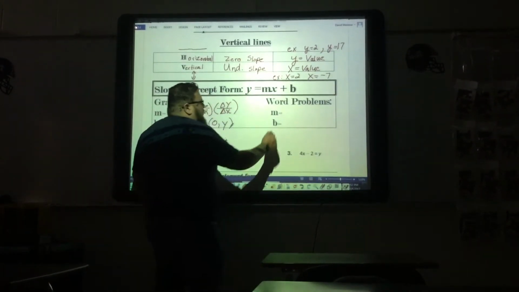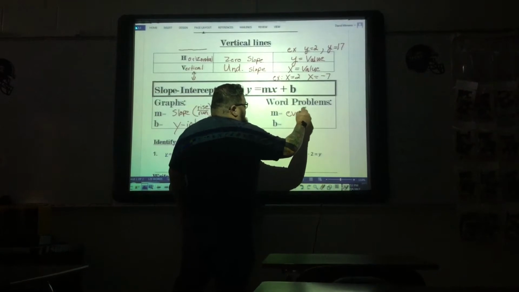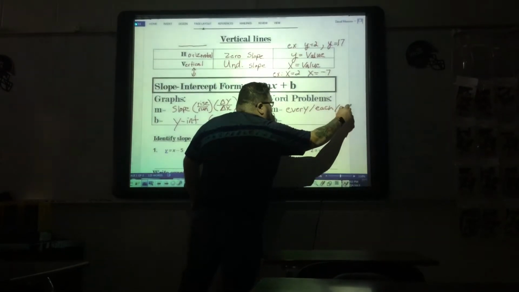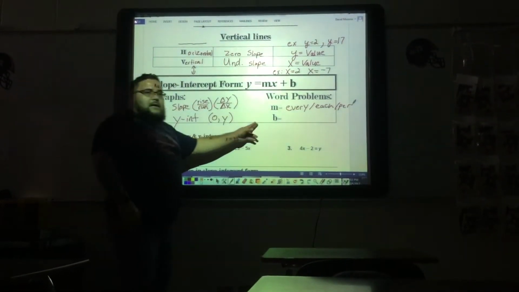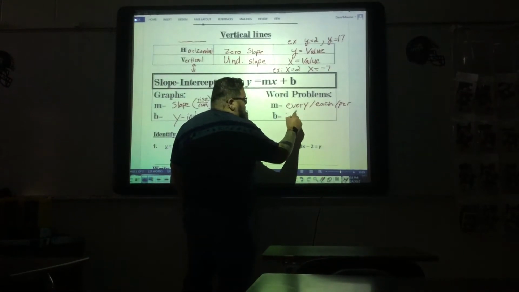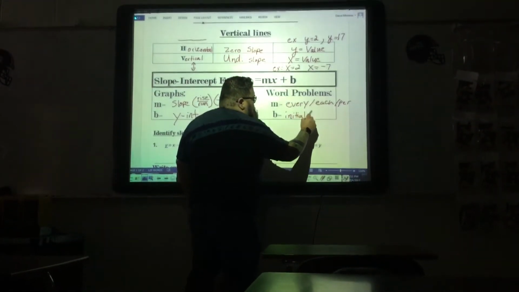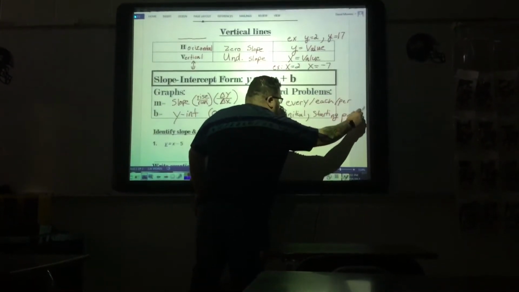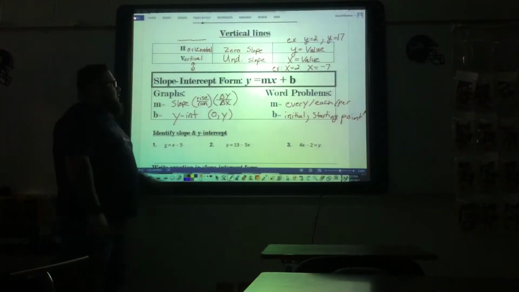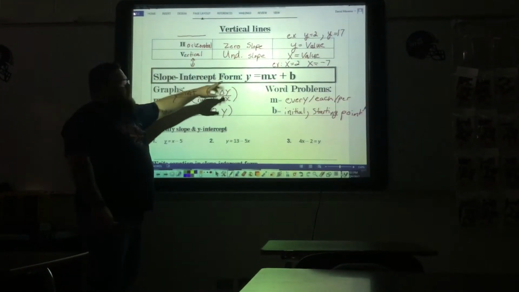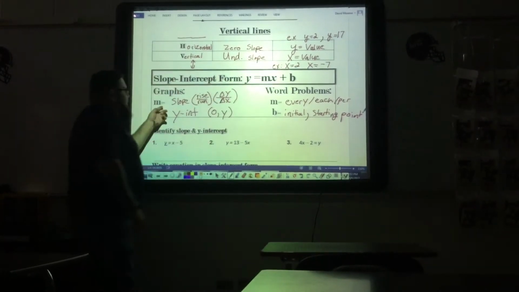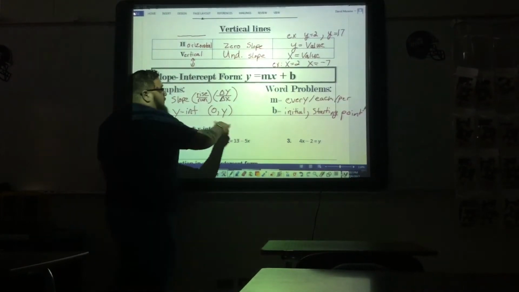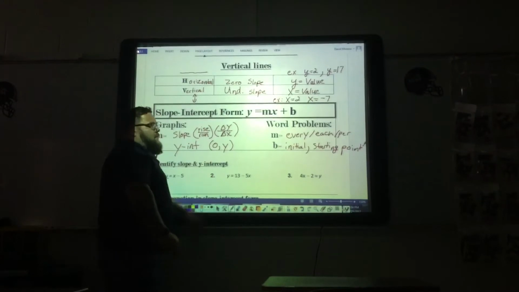Whenever you have your slope, you're going to see words like every, each, or per. These are some words you're going to see in word problems. For b, you're going to see words like initial or starting point. So in word problems, those are some that you're going to see. This is the setup for slope-intercept form: y equals mx plus b. Remember, m is your slope, b is your y-intercept. If you need to, pause or go back. I'm going to move on.